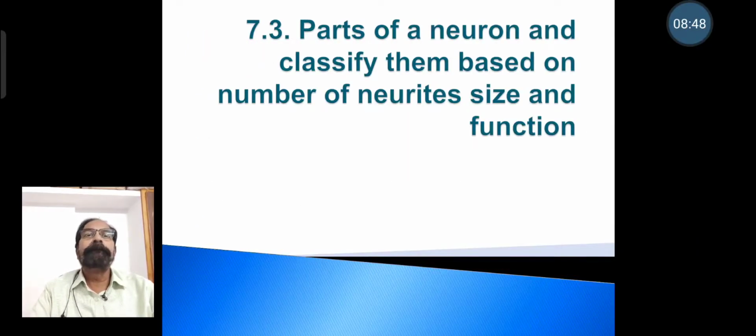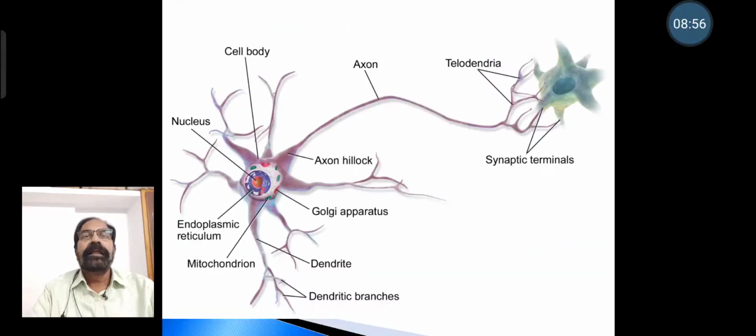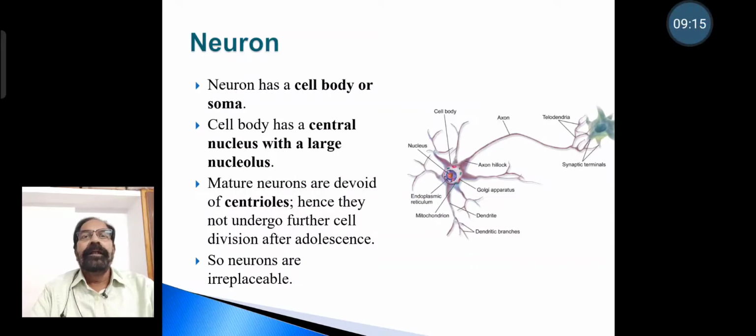Parts of neuron and classification of neurons based on the neurites. The picture shows the neuron with its dendrites, nucleus which is vesicular, axon hillock, axon, and also the synaptic terminals. Neuron has a cell body also called a soma. Cell body has a central nucleus with a large nucleolus.